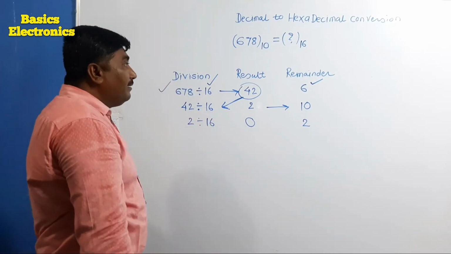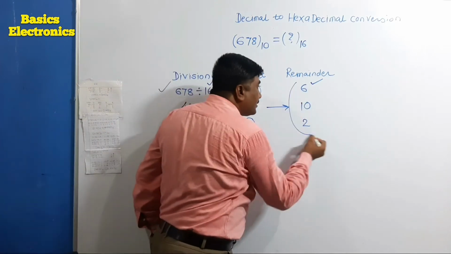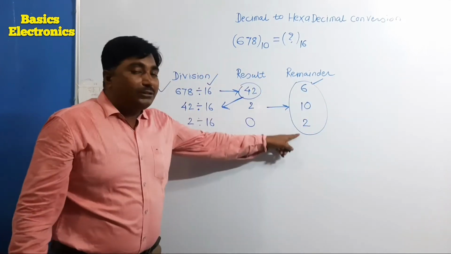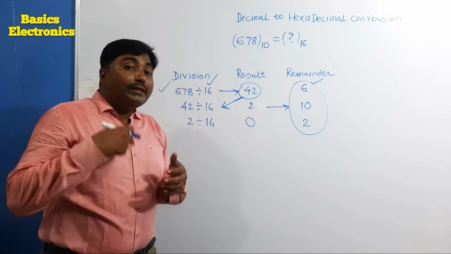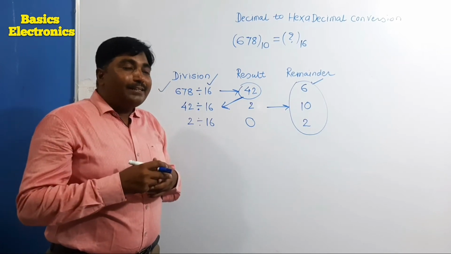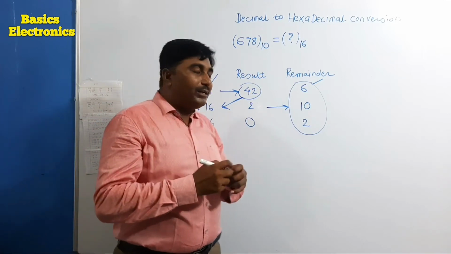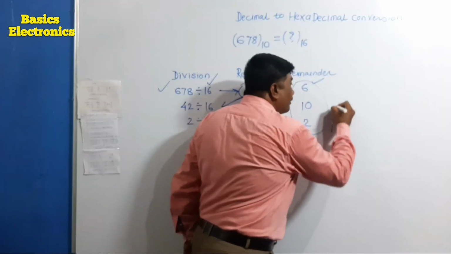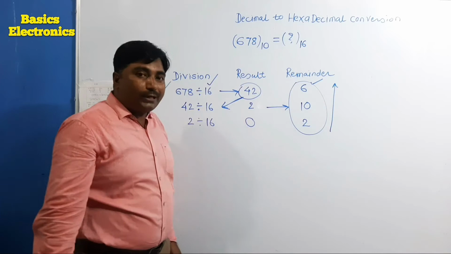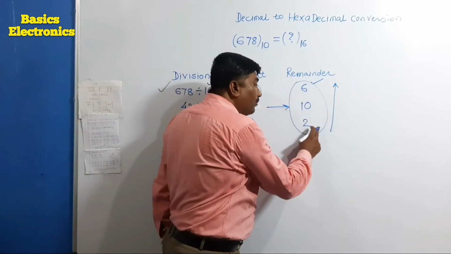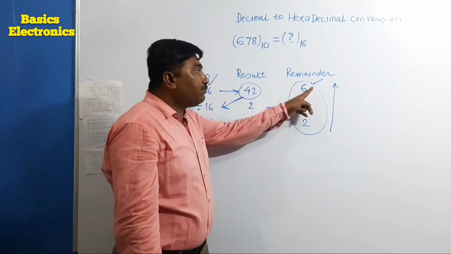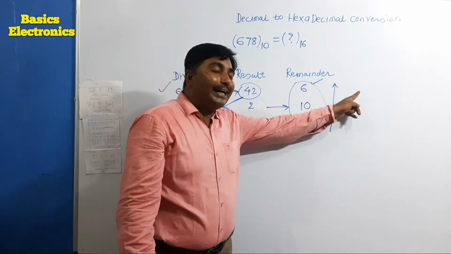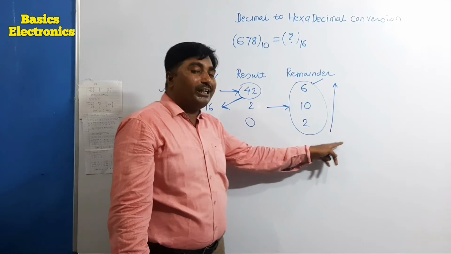We have to take these remainders. We have to write down these remainders in the answer. But how do we write them down? Recall, we had seen the decimal to binary conversion. In that we gave the arrow. So here we write down in reverse order, in the upward direction. It means the first remainder obtained we write down last and the last remainder obtained we write down first.